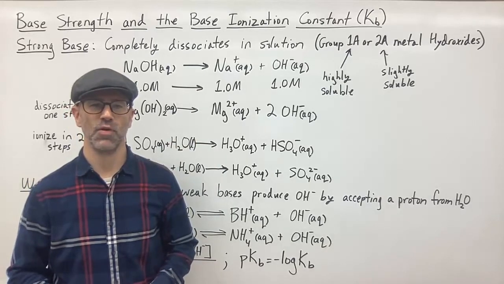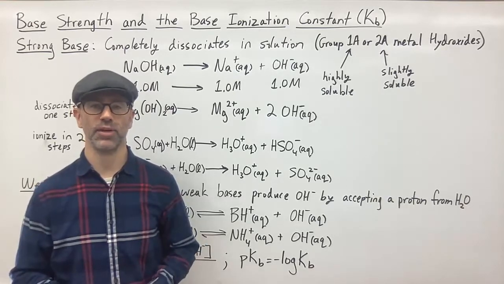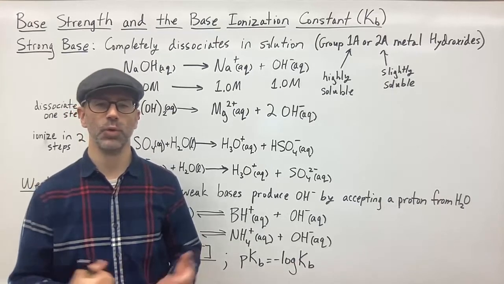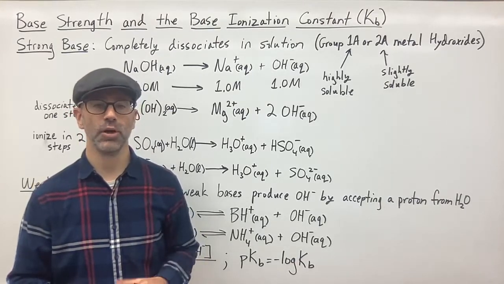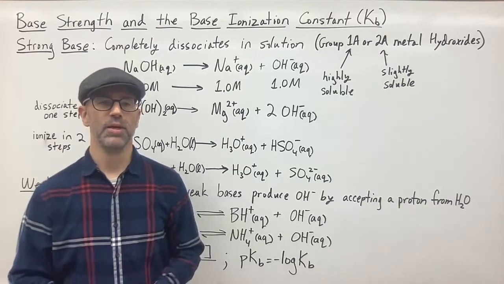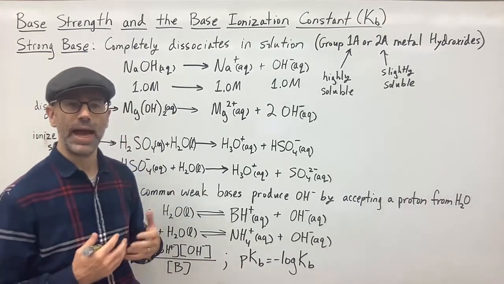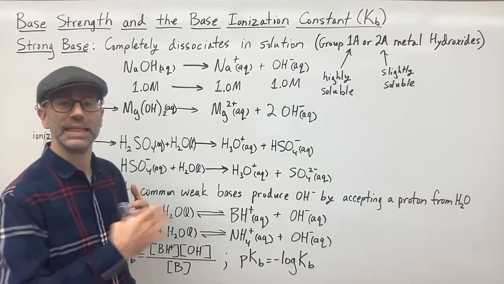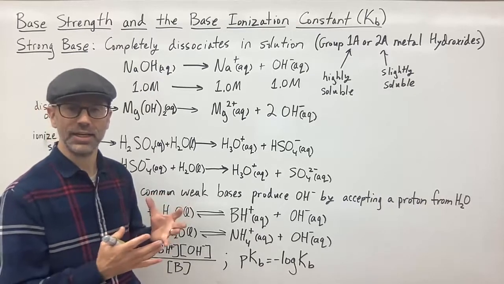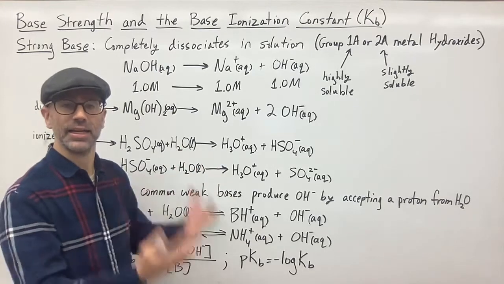My name is Mr. Cobalt, and in this video I'm going to be going over base strength and the base ionization constant, KB. So let's talk about strong bases and weak bases. In a previous video I talked about strong acids and weak acids. It's exactly the same. A strong acid is an acid that will completely ionize in water, 100%, so that way you don't end up with the acid anymore. You just have the H plus ion and the negative anion in solution.